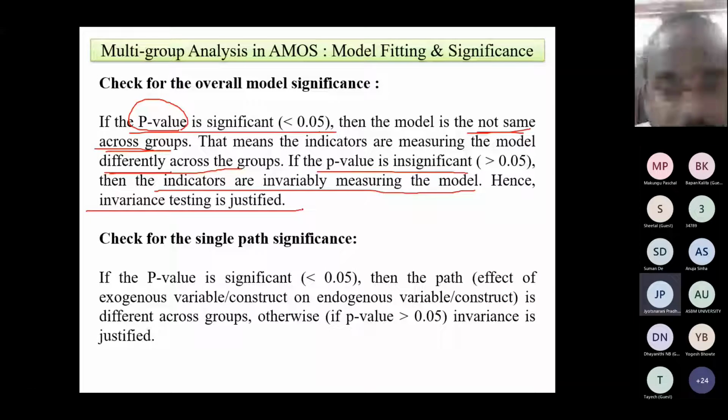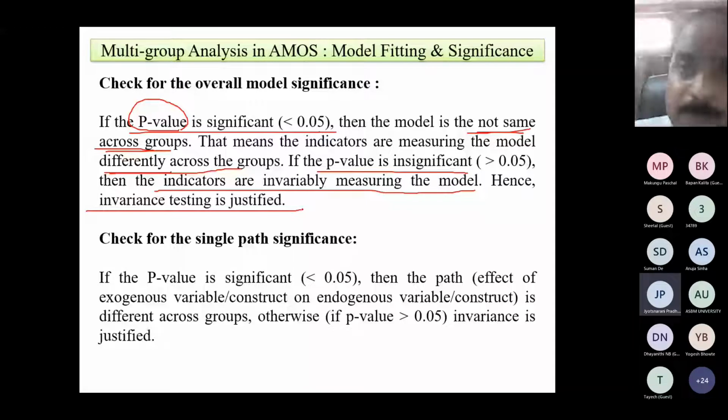The article reviewers look for invariance testing so that we can conclude the sample result can be confidently projected towards the population. The sample results do not differ over the country, over the state. Otherwise there is a question mark whether the sample result can be projected towards the larger population or not. There will be a great question mark if it is proven that the sample results are measuring differently.